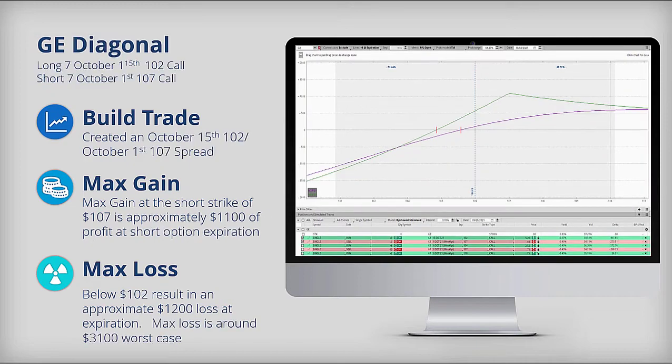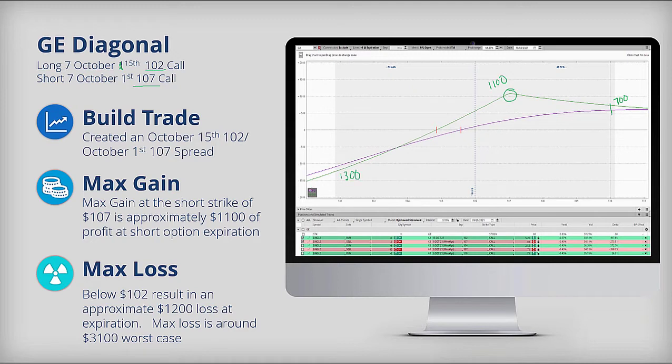Let's compare this to our diagonal call spread. So diagonal call spread, we're long the October 15th 102 call, short the 107 calls. Remember, that was the same call we were short on the butterflies. Short the 107 calls. Profit on this one, $1,100. As you can see at 110, this is a profit of about $700. And at 102, this has a loss of about $1,300.